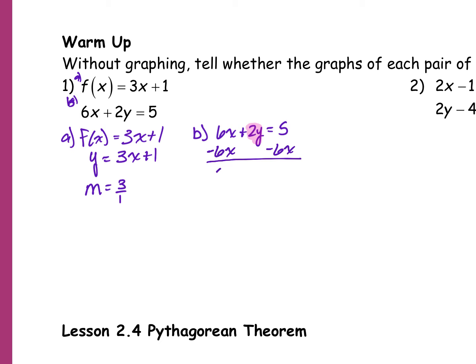Great. And then I get 2y left, right? Equals, because these 6's go away. And on this side, they're not like terms, so I get left with negative 6x plus 5.